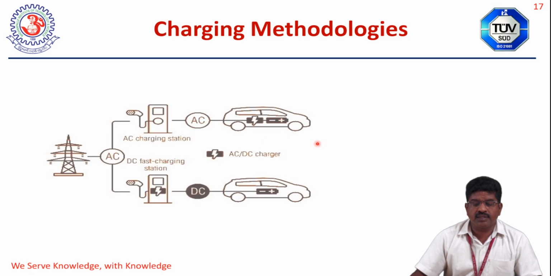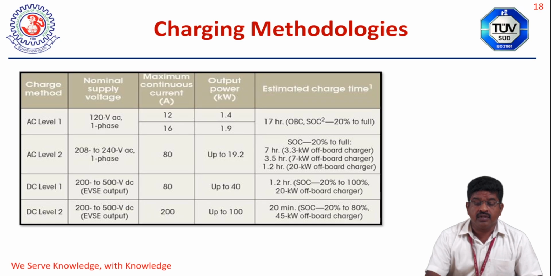Similarly, the same AC power can be converted into DC in a DC fast charging station, and this DC power is given to the vehicle for usage. So at the next level, you can see that in the various charging methodologies, there are various parameters to be taken into consideration, like the charge method, nominal supply voltage, maximum continuous current, the output power, and the estimated charging time.